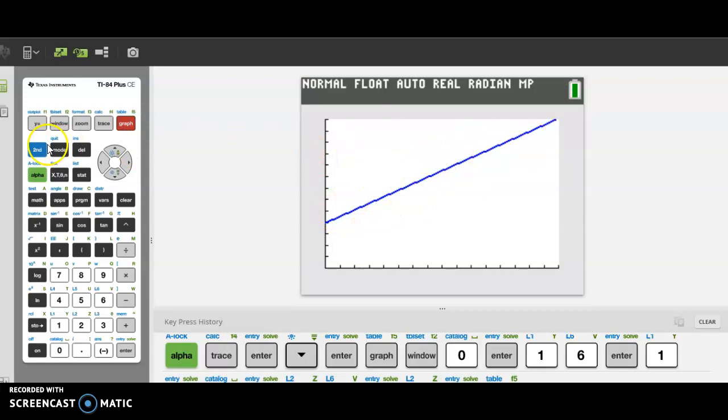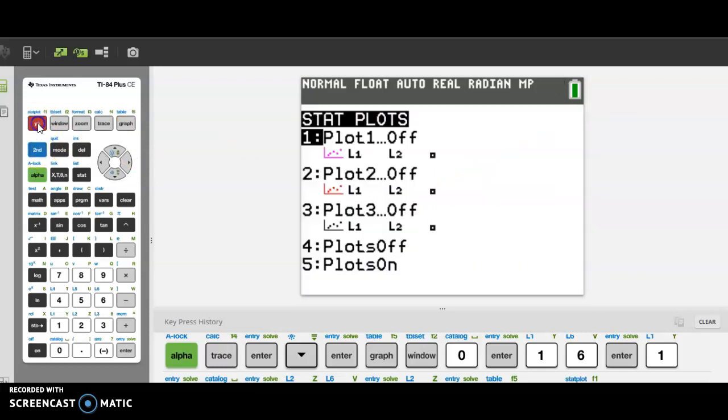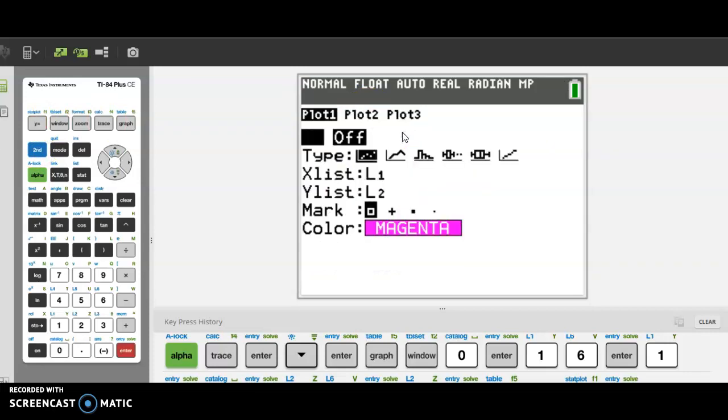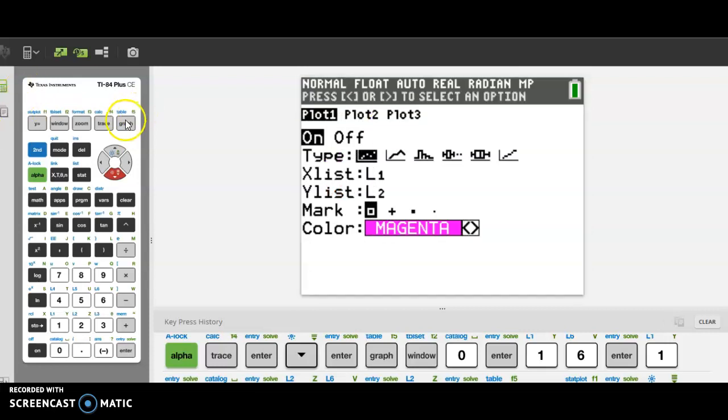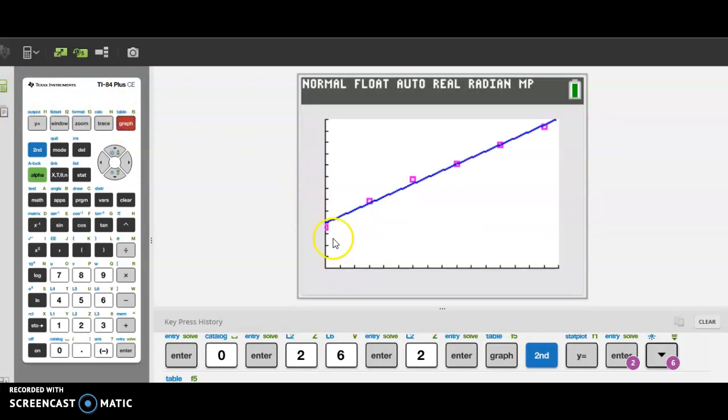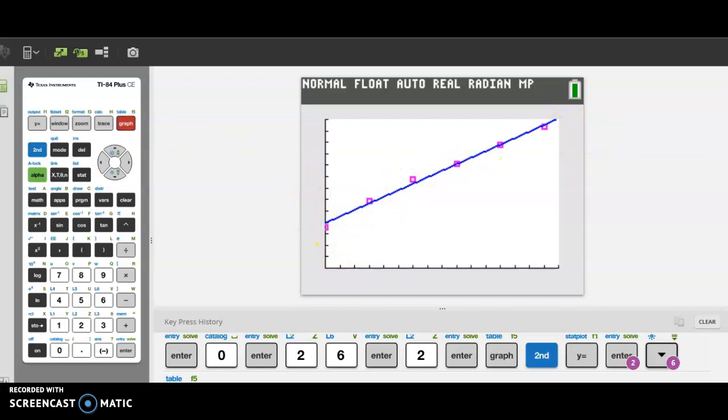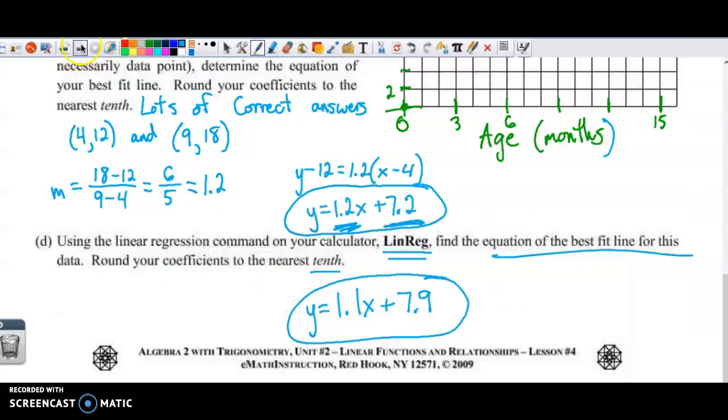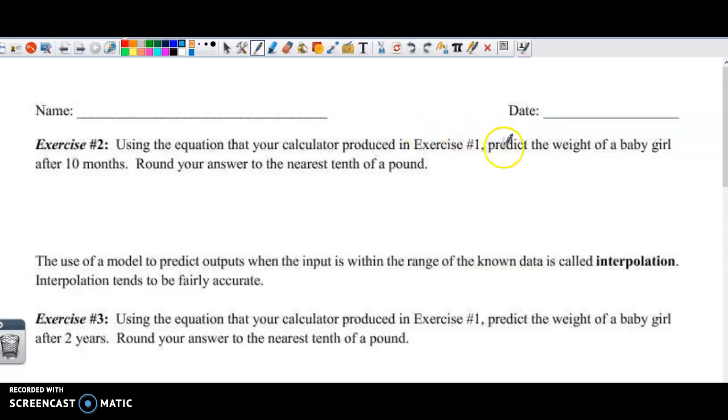And one more thing is you can actually hit second y equals, and you can create a scatter plot with your calculator, and you just have to turn it on. It already has it stored as list 1, list 2. You can change the color if you want. But now if I go to my graph, you can actually see my scatter plot and how it relates to the line of best fit. I know I went fast over that, but I don't think you guys have calculators at home to do that.